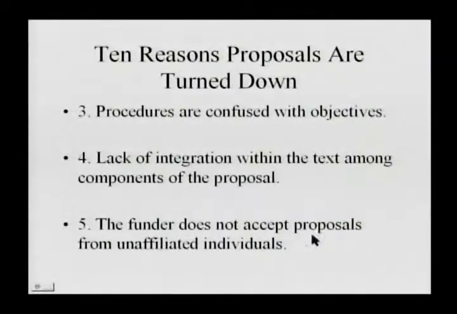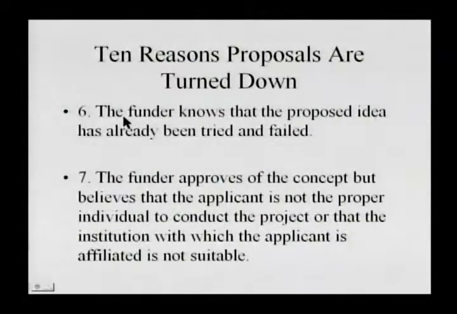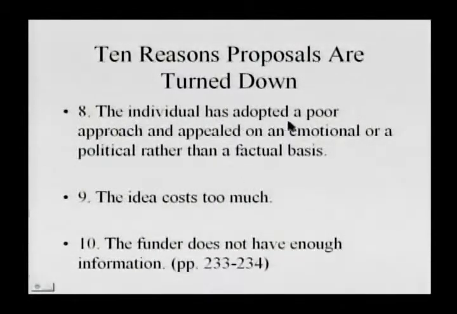The funder does not accept proposals from unaffiliated individuals, so you need to know the funding agencies from which you are soliciting support. The funder knows that the proposed idea has already been tried and failed. Ooh. The funder approves of the concept but believes that the applicant is not the proper individual to conduct the project, or that the institution with which the applicant is affiliated is not suitable. The individual has adopted a poor approach and appealed on an emotional or a political rather than a factual basis. The idea costs too much. The funder does not have enough information.